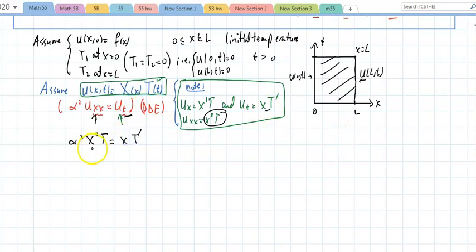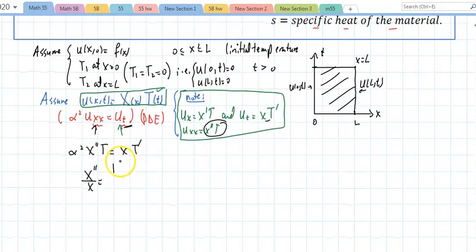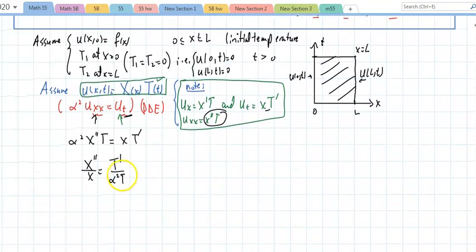Now, if I do separation of variables, I'll get X double prime over X equals T prime over alpha squared T. We're going to set this equal to negative lambda every time, no exceptions. And it has to be negative. That's what we're going to set those equal to every time.